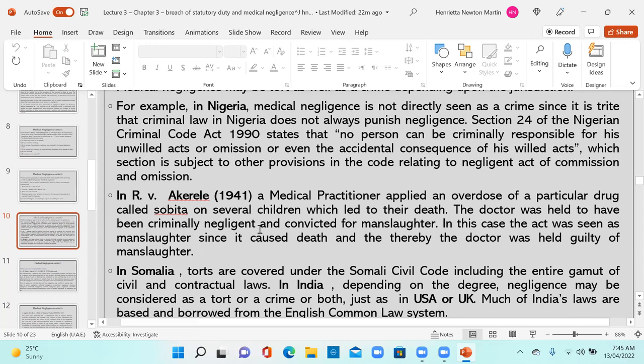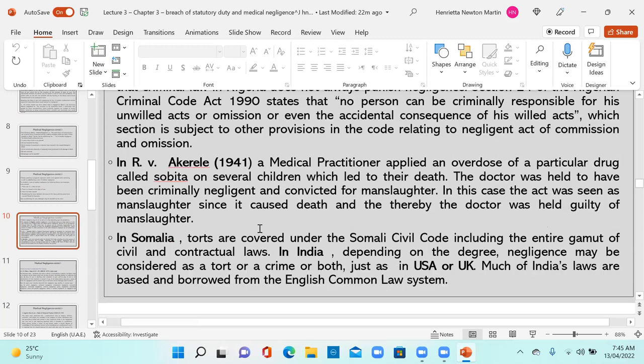Now in Somalia, torts are covered under the Somali Civil Code, as we discussed earlier, including the entire gamut of civil and contractual laws. Now, in India, depending on the degree of negligence, this medical negligence may be considered a tort or a crime, or both, just as in the USA or UK. So much of India's laws are based on and borrowed from the English common law system.